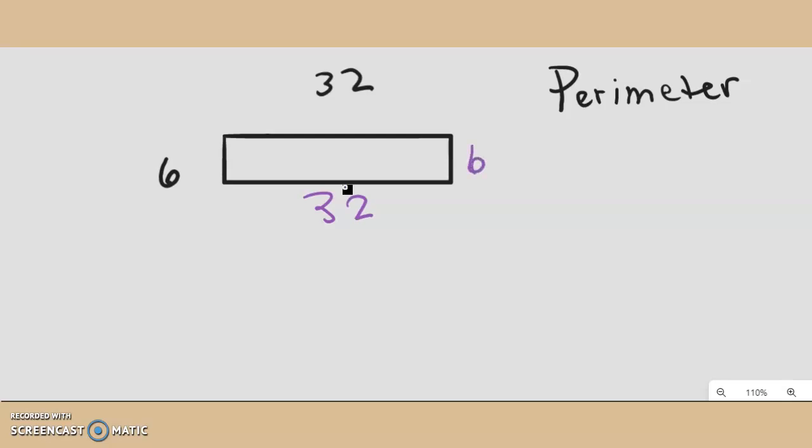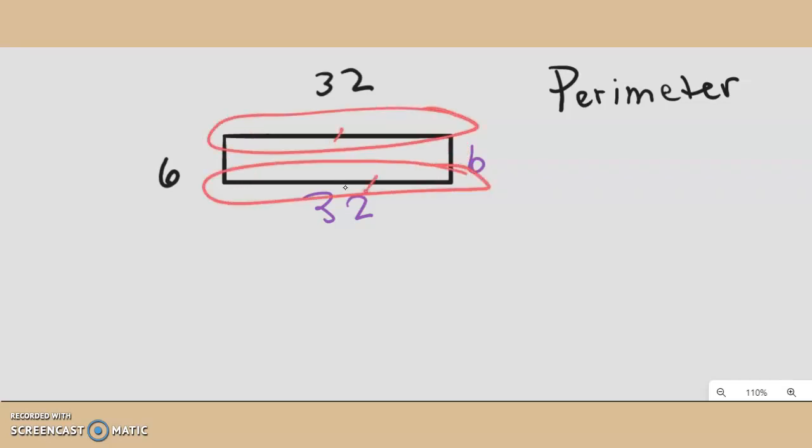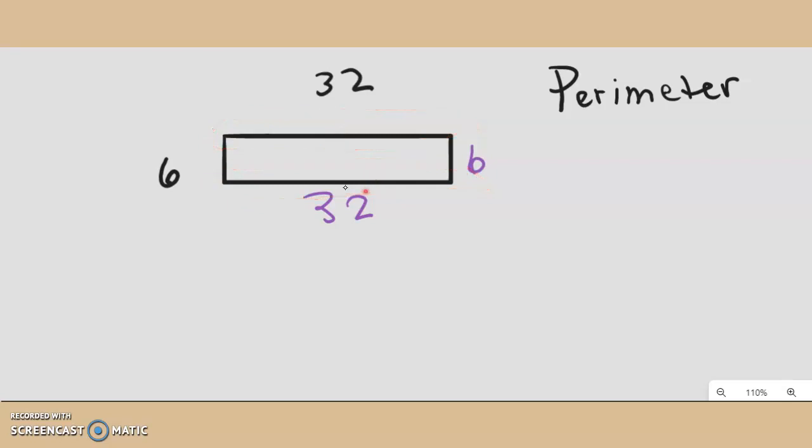So that's all you have to do. Remember, this side and this side, they're the same. So this side and this side, they're the same. That's what that symbol means. And then this side and this side are the same as well. Those are the same. So when you see this and then this, that means those sides are congruent or the same. Okay? Alright, so now we have our little things labeled.